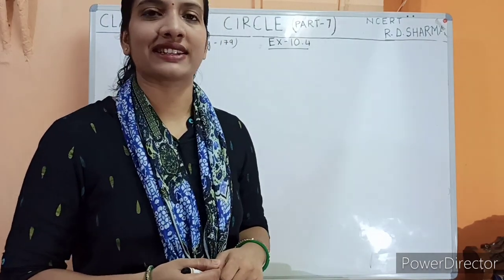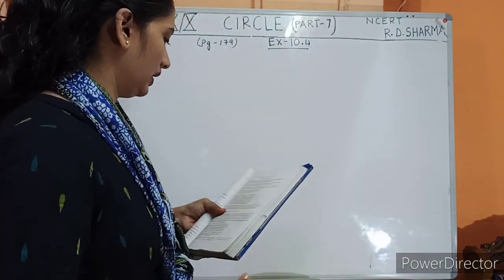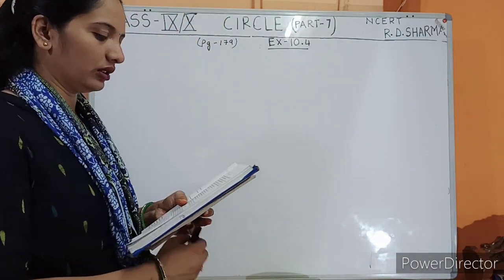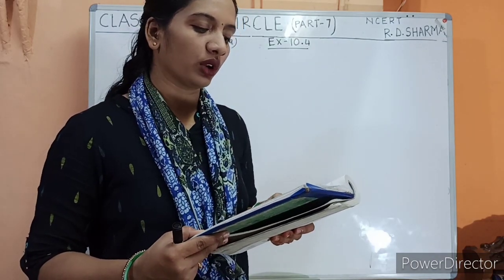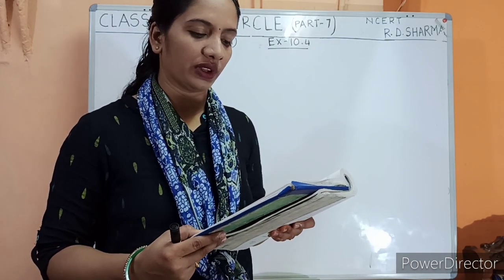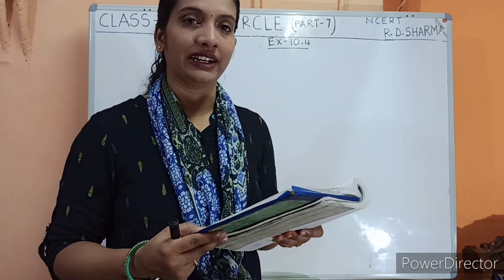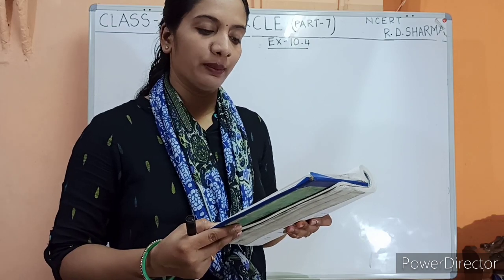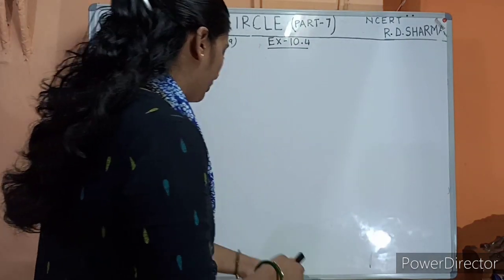So now children, we will see the question number 3 of this exercise 10.4. So I'm just reading out. Let's see what it says. If two equal chords of a circle intersect within a circle, then prove that the line joining the point of intersection to the center makes equal angle with the chords. Okay. So let me elaborate this question.